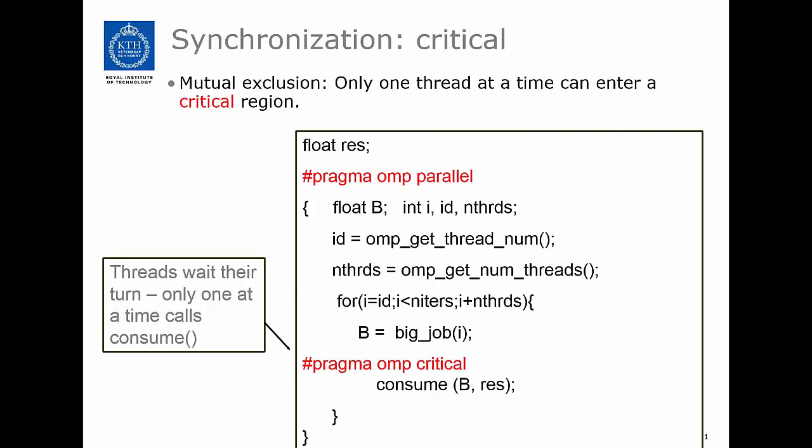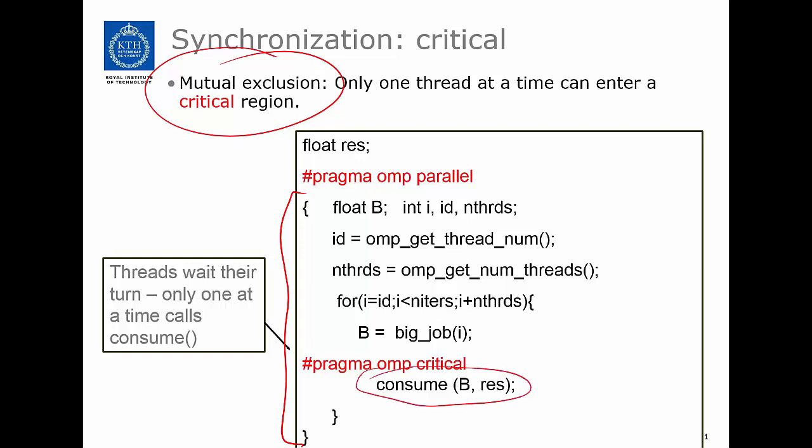So, with the critical construct, you can achieve mutual exclusion. In POSIX threads, you use mutexes, or with C++ threads. So the idea here is that only one thread at a time can enter a critical region. So here's an example. Here we have a parallel region, and then we have a function that should only be called by one thread at a time.